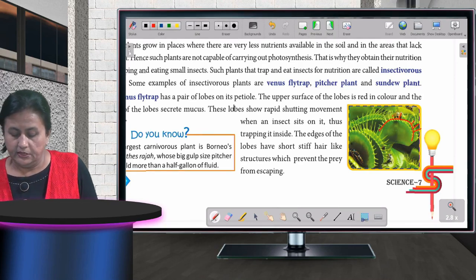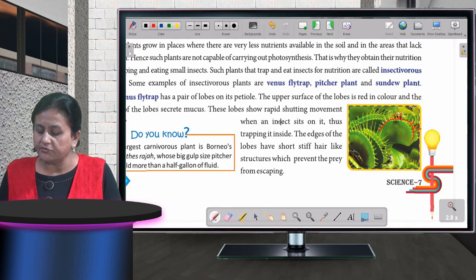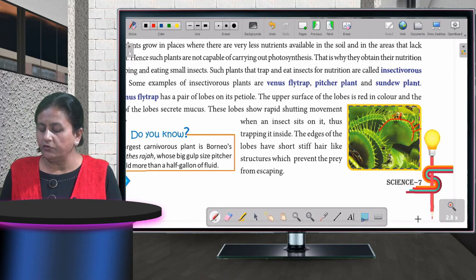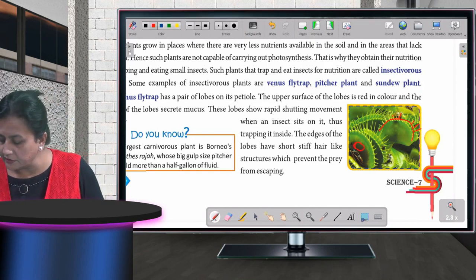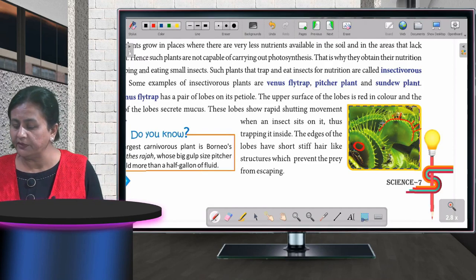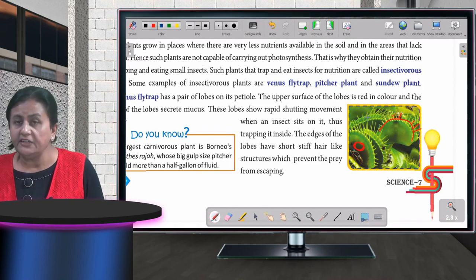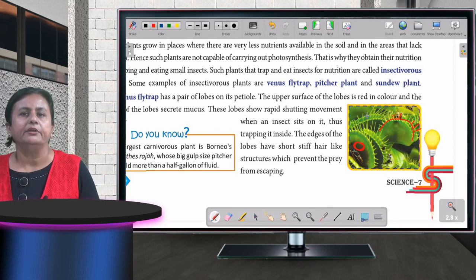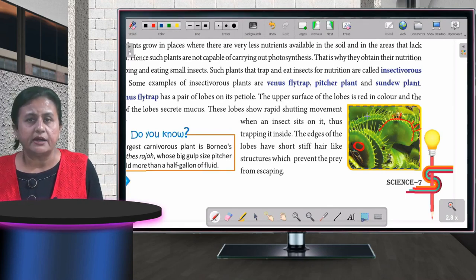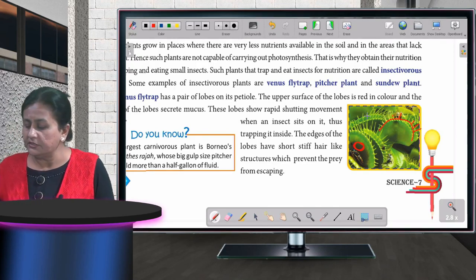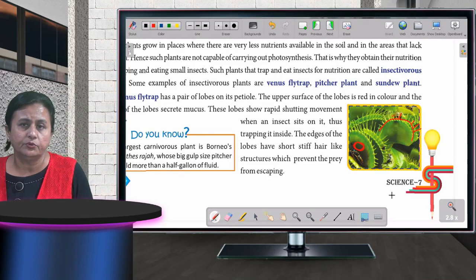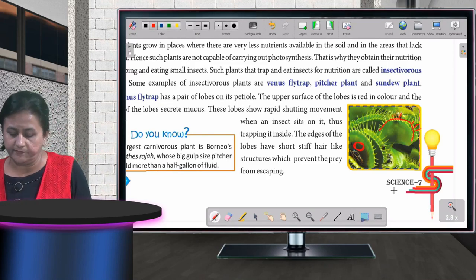So these lobes show rapid shutting movement when an insect sits on it, thus trapping it inside. The edges of the lobes have short, stiff, hair-like structures which prevent the prey from escaping. What happens? Any insect sits here, what happens? As soon as the insect sits here, it closes. The leaf closes and the insect is all trapped in it. And once the insect is trapped in it, what happens? The plant starts eating this insect. Whatever nutrients they want to grow, it gets from the insects.